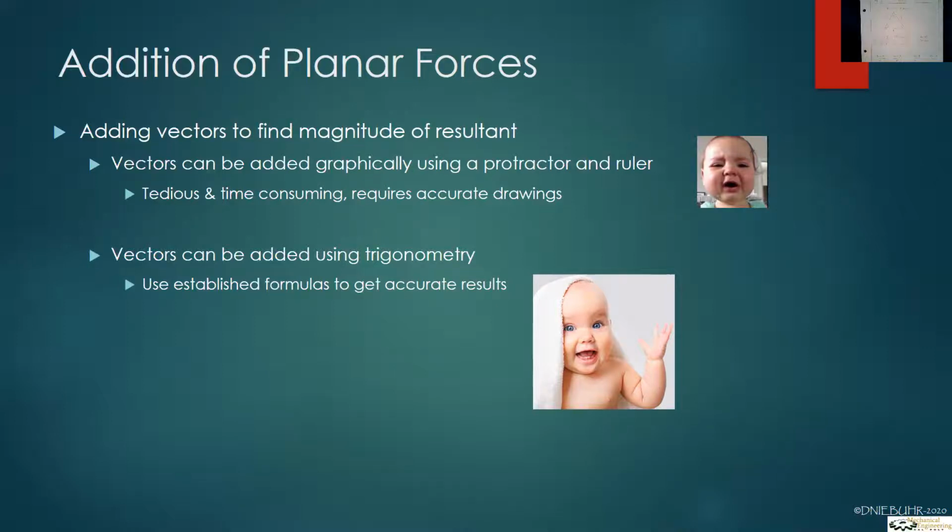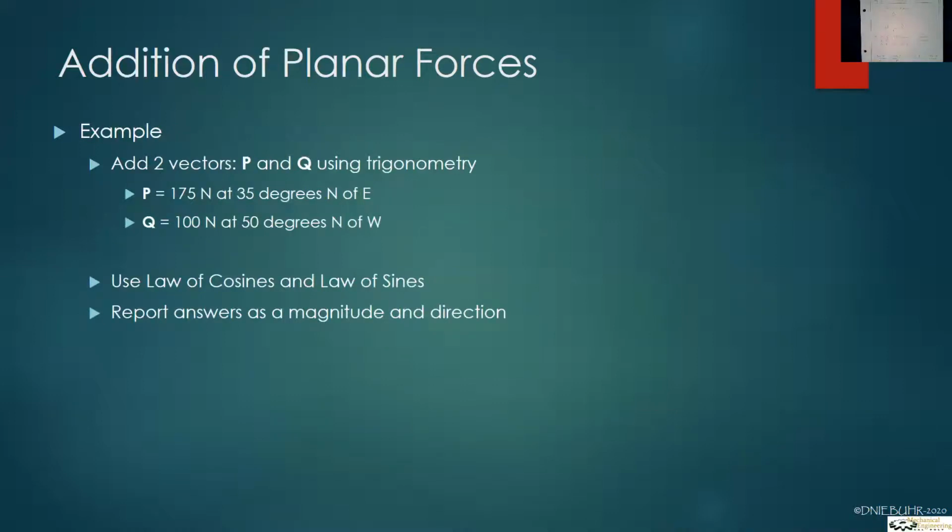So my first example, we're going to be adding two vectors. We have P and Q, using trigonometry. So P is 175 newtons, Q is 100 newtons, at their respective angles.